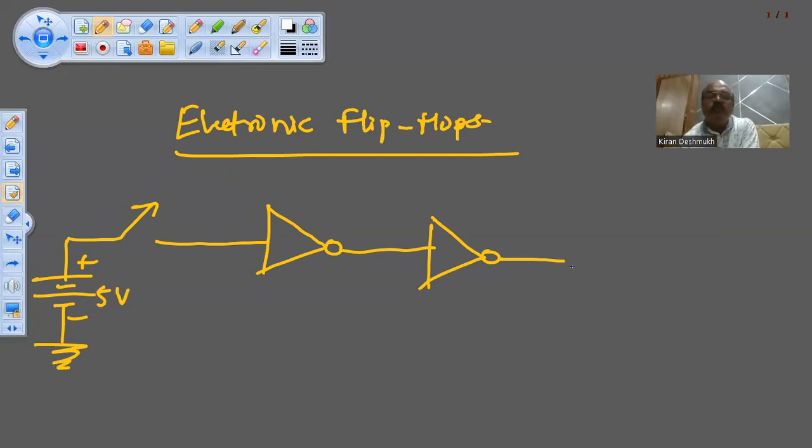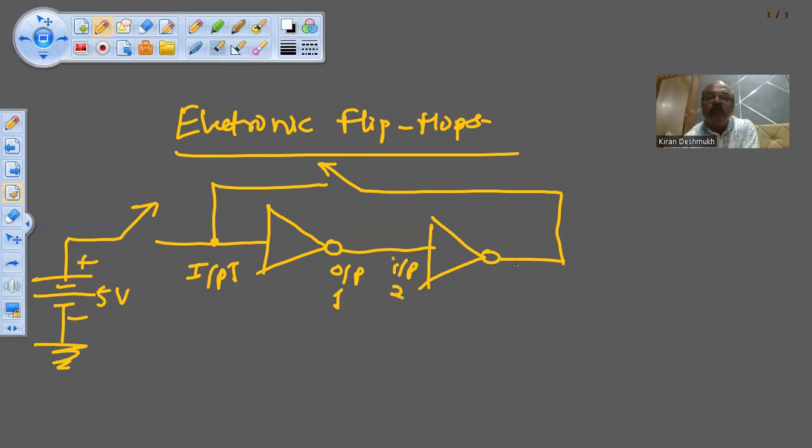Now I also connect one more switch here. This is the input. Input 1 I will call it. This is output 1. Output 1 is nothing but input 2. And this is output 2.